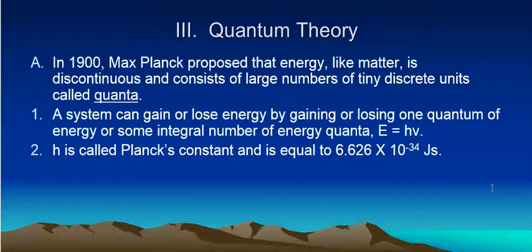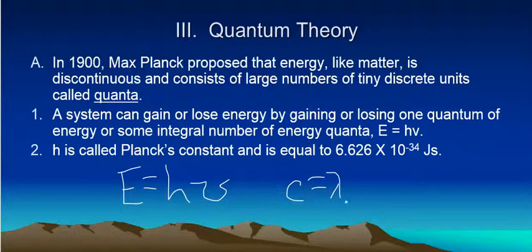In 1900, Max Planck proposed that energy, like matter, is discontinuous and consists of discrete units called quanta. And he said a system can gain or lose energy by gaining or losing a quantum of energy. And he related it in this equation, E equals h nu. So the energy emitted by a photon of light is equal to h, which is Planck's constant, times the frequency of light. So there's two equations that we're going to use, predominantly this one and the c equals lambda nu equation. And you'll notice frequency is in both of these equations.